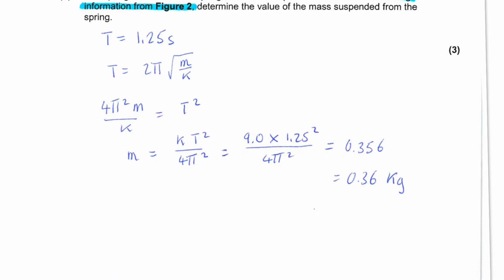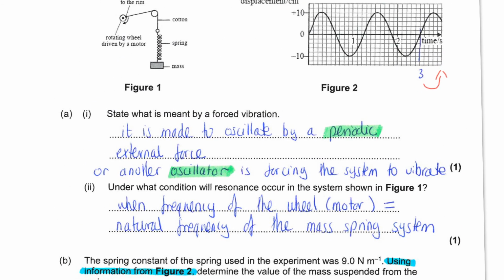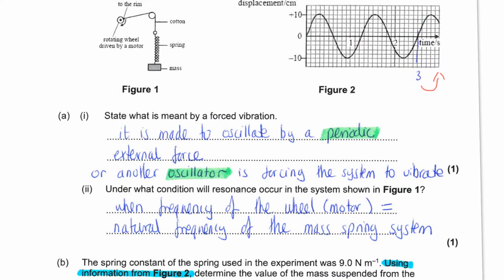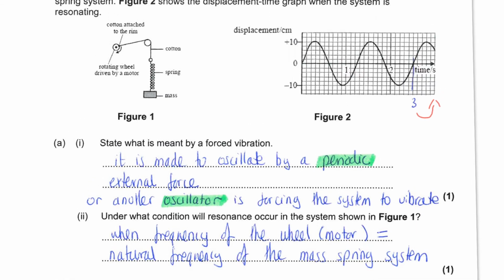Next, you're told the spring constant of the spring within the experiment is 9 newtons per metre, and you're asked to use information from figure 2 to find the value of the mass. So looking back at figure 2, we have a displacement time graph. From this graph we can determine the time period of the oscillation. Note this label of 3 that I've added corresponds to the end of the graph paper here.